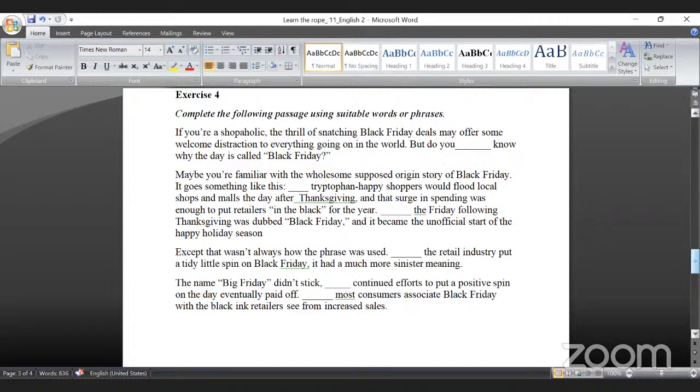It goes something like this. Dash tryptophan happy shoppers would flood local shops and malls the day after Thanksgiving, and that surge in spending was enough to put retailers in the black for the year. That's a sentence. Many tryptophan happy shoppers.